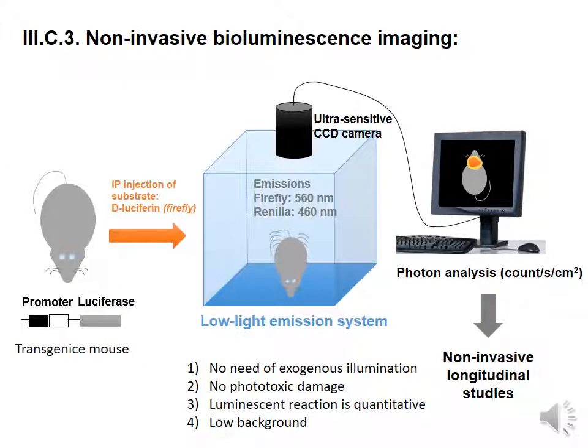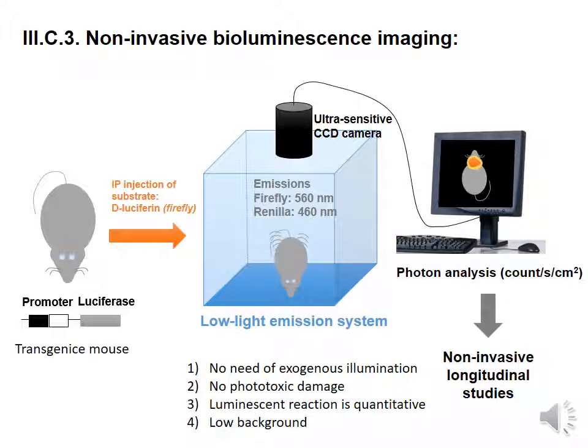In this slide, you can see the use of bioluminescence for non-invasive imaging in vivo studies. For this, we need to generate a transgenic mouse that expresses luciferase under the control of a particular promoter of interest. At certain time points, animals are intraperitoneally injected with the luciferase substrates, and light is recorded from an ultrasensitive camera.